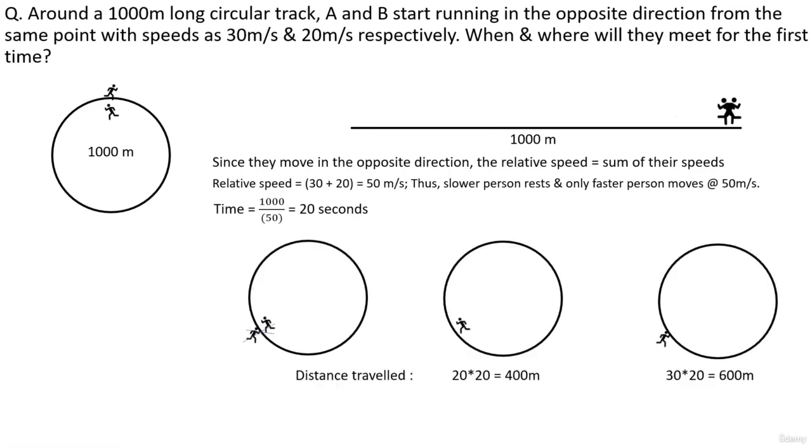The slower person is moving at 20 meters per second. He travels for 20 seconds, so the distance he will travel is 400 meters. And the faster person travels at 30 meters per second, and he's traveling for 20 seconds. The distance he will travel is 600.